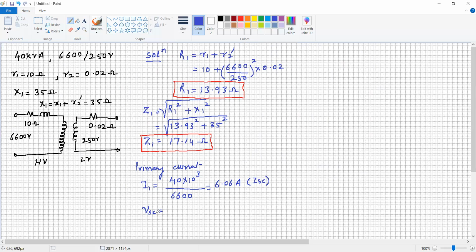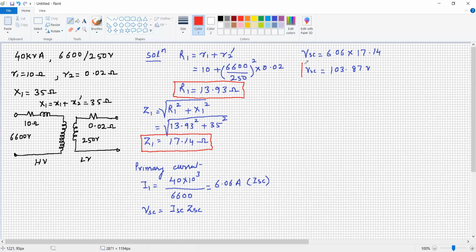So VSC is equal to ISC into ZSC under short circuit condition. So we are going to refer to the primary side, primary resistance and primary current. So VSC is equal to 6.06 into impedance 17.14, which is equal to 103.87 volt. This is VSC.